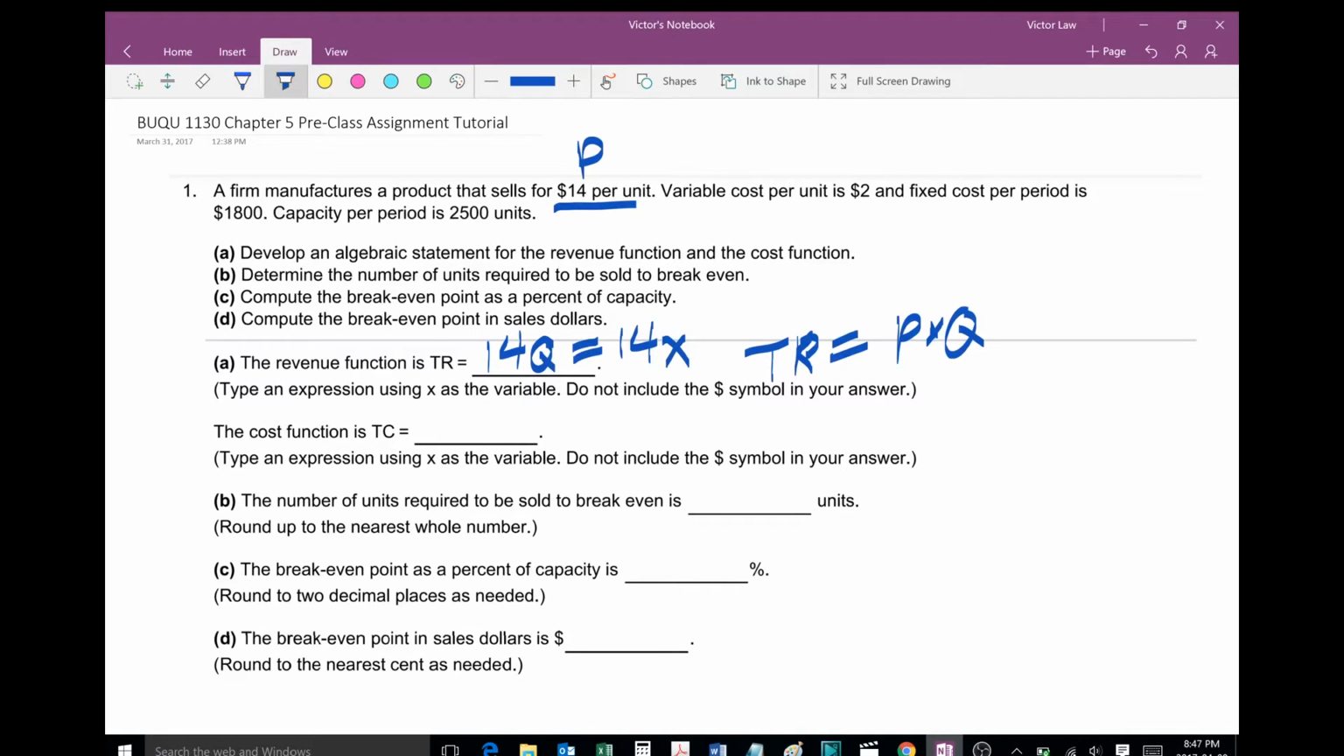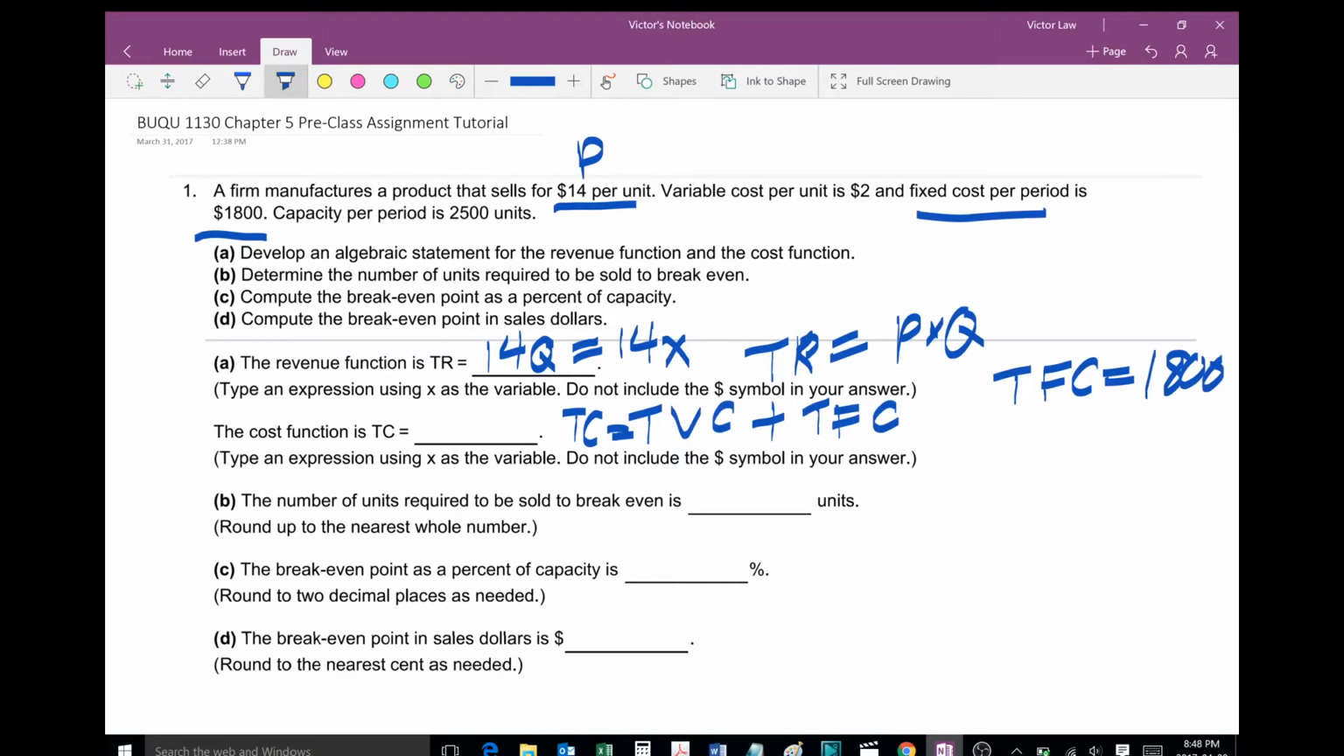And as for the cost function, total cost. So total cost, there's two parts. One is the total variable cost. So total cost equals total variable cost and your total fixed cost. So for the total fixed cost, we know that total fixed cost equals 1,800. We know that because they tell us that the fixed cost per period is 1,800.